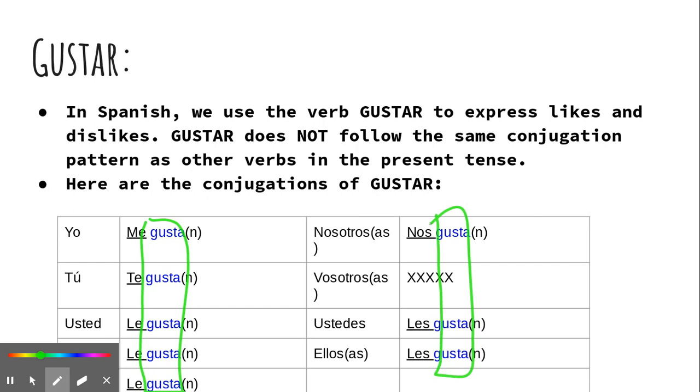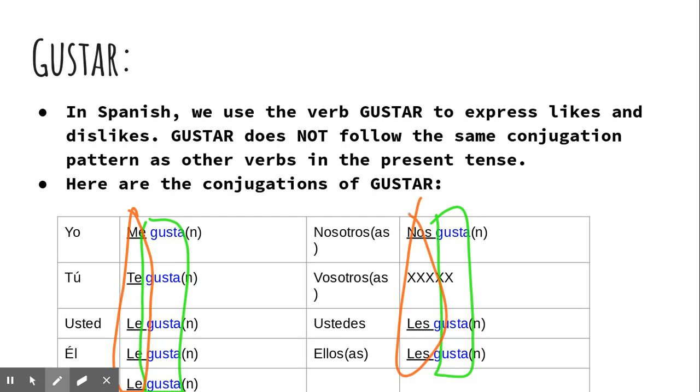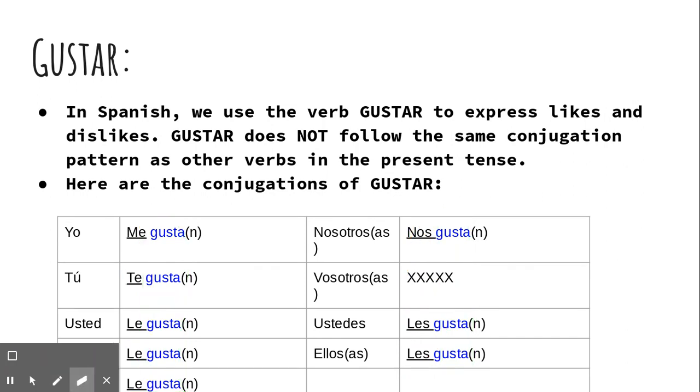The thing that really changes with gustar is the pronoun that comes with the conjugation. Me gusta or me gustan. Te gusta or te gustan. Le gusta, le gustan. Nos gusta or nos gustan. Les gusta or les gustan. So why do we have the N in parentheses? That's a really good question. Well, that's because we use that N in a different way. So, well, not really in a different way. We only use it for plural nouns. So let me explain.